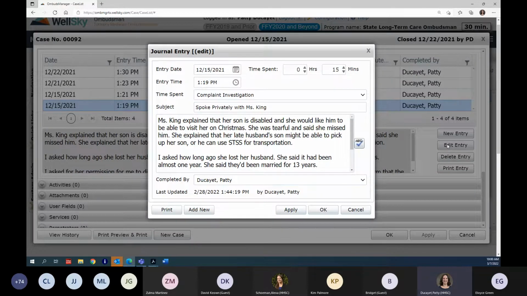So you remember I got the case in the resident council meeting. This is a subject of spoke privately with Ms. King. So this is the conversation I'm documenting about what she had to say about wanting her son to visit on Christmas, and my description of the conversation that we had.